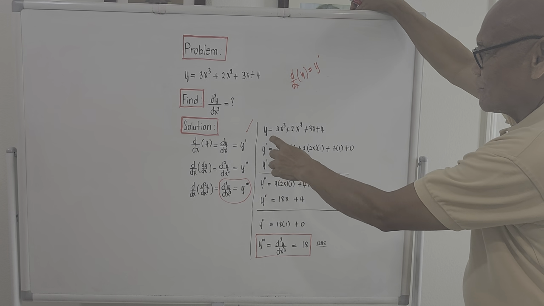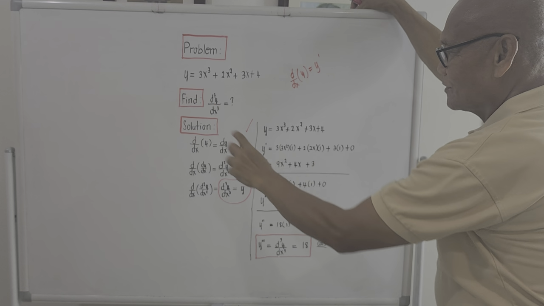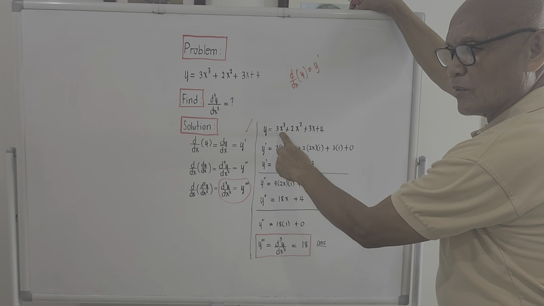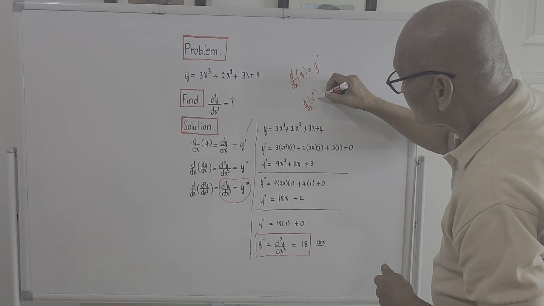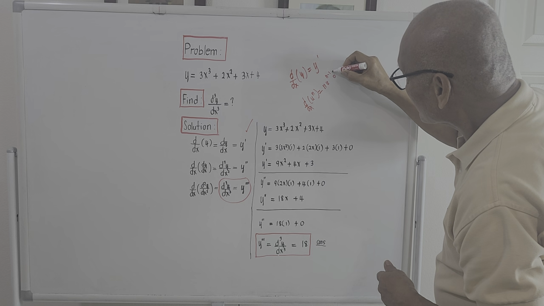So for the first one, y prime will be 3. We segregate the 3 times the derivative of x cubed. It will be under the power formula: 3x squared multiplied by 1. The derivative with respect to x of u to the n will be equal to n times u raised to n minus 1 times du dx.